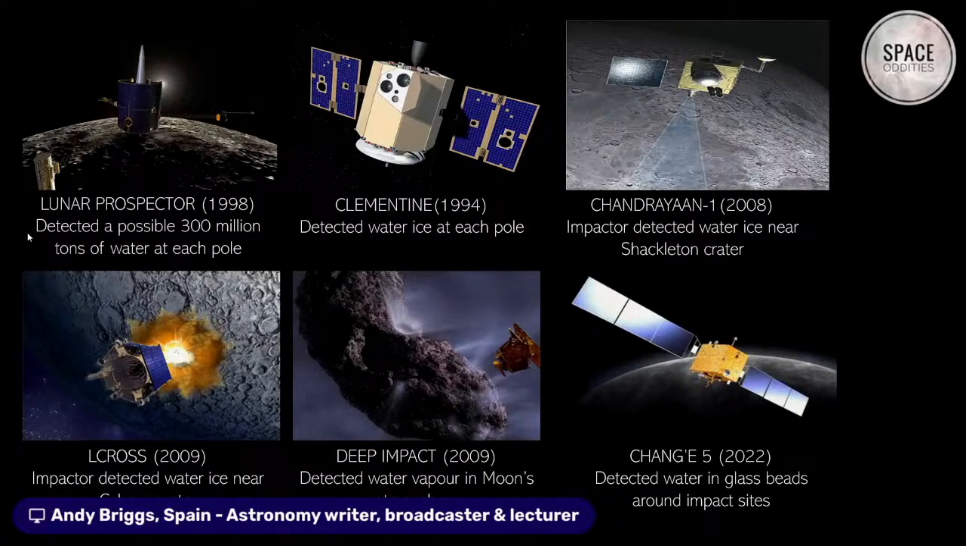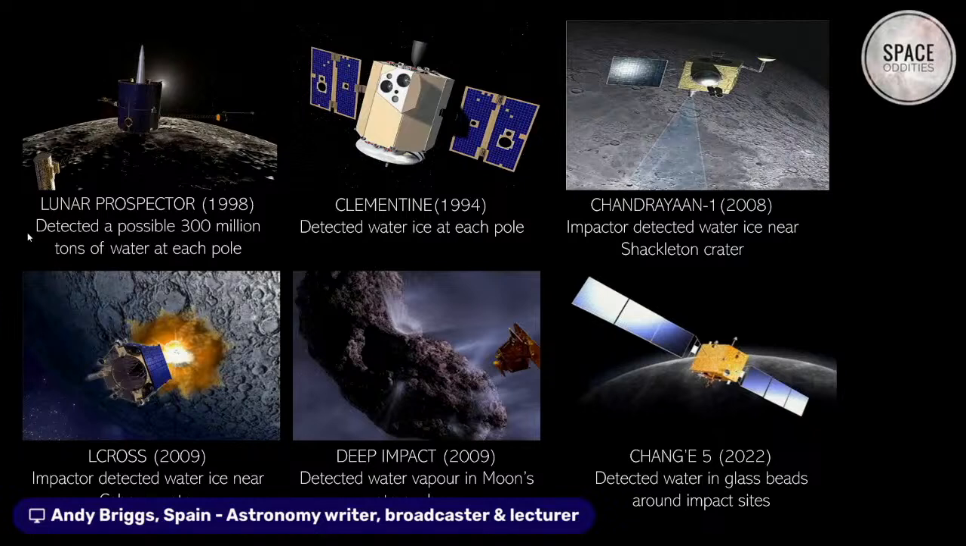Chandrayaan-1, the predecessor of Chandrayaan-3, which is hopefully going to land on the moon on Wednesday, was an impact mission to slam an impactor into the moon, and it detected water ice near Shackleton crater. The LCROSS mission from NASA, again another impactor, detected water ice near Cabeus crater, another crater at the south pole of the moon. Then there's the Deep Impact mission, you may remember, NASA's wonderful mission to ram an impactor into an asteroid, and that was in 2009.